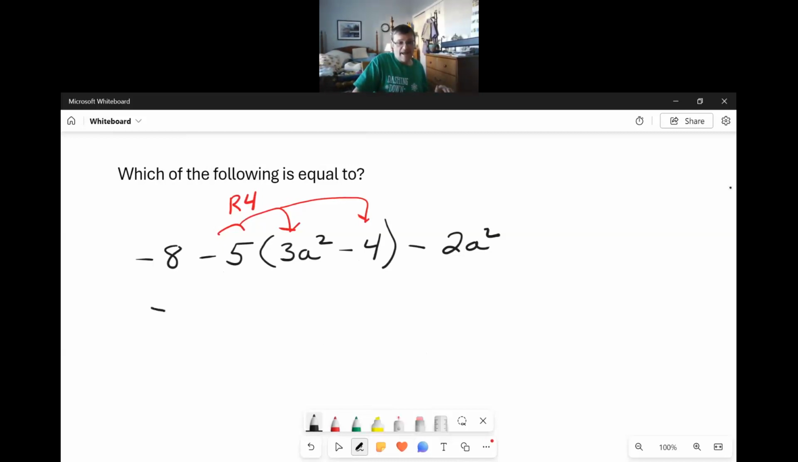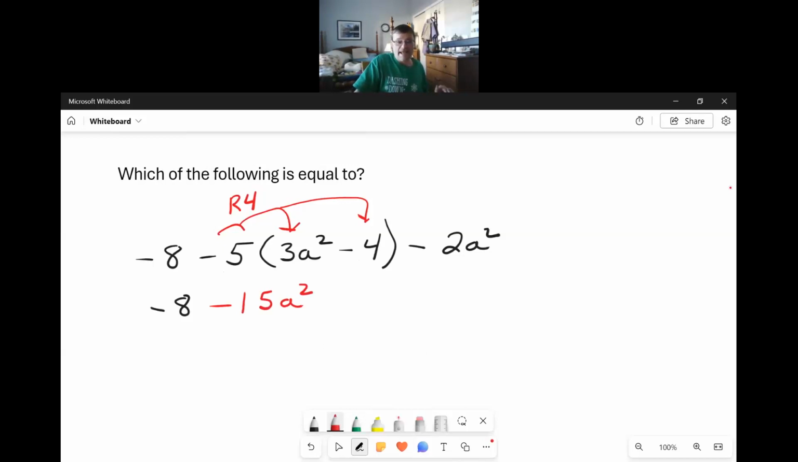So then, let's do this here. Negative 8. Now we have a negative 5 going into a positive 3. So what's negative 5 times positive 3? Well, that's going to be, and I'm going to put it in red here so you see what's happening, negative 15. A to the second power. Just slap it on as a product there.